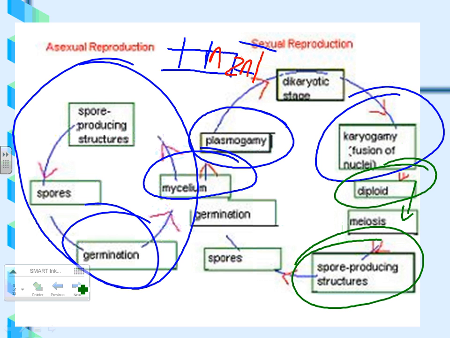In the fruiting body is where that would be taking place. Those spores will eventually pop out of that fruiting body through somebody stepping on it or kicking it or just the wind blowing it. Those spores will land on the ground or on a piece of bread or on an orange or wherever it may land. It'll sprout, germinate, and then we start all over again.